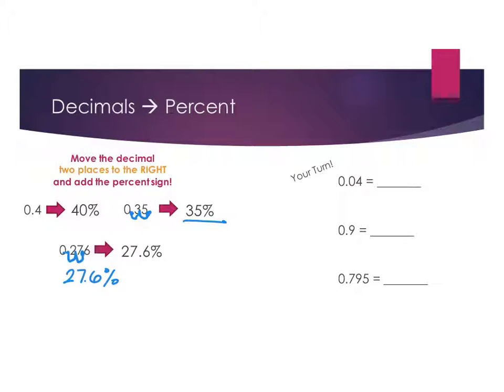Go ahead and try these ones to the right and see if you get the right answer. Pause the video while you're working. Okay, I went ahead and worked out these 3 over here on the right side. Let me explain what I did. I moved the decimal 2 places to the right, so 1, 2, and I got 4% here. I moved the decimal place over 2 places to the right, and I got 90%, because I had to add a 0, because I can't just have an empty space there. And then the last one, I moved the decimal place over 2 places to the right, and I got 79.5%.